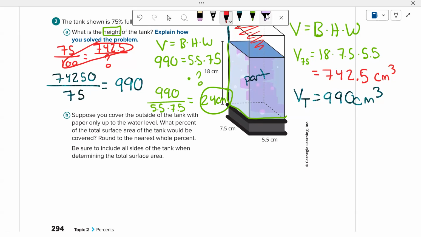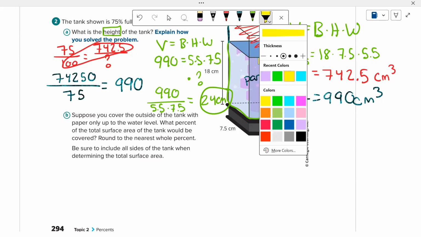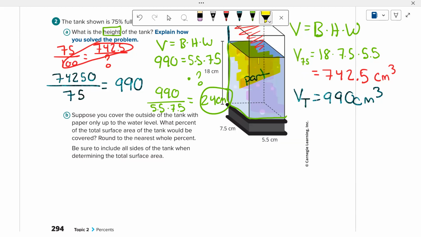Part B, suppose you cover the outside of the tank with a paper only up to the water level. So only covering it with paper up to the water level. So let's use yellow to show I'm coloring it with paper. I'm coloring this up or wrapping it up in yellow. What percent of the total surface area of the tank would be covered? So what percent? That's the question.